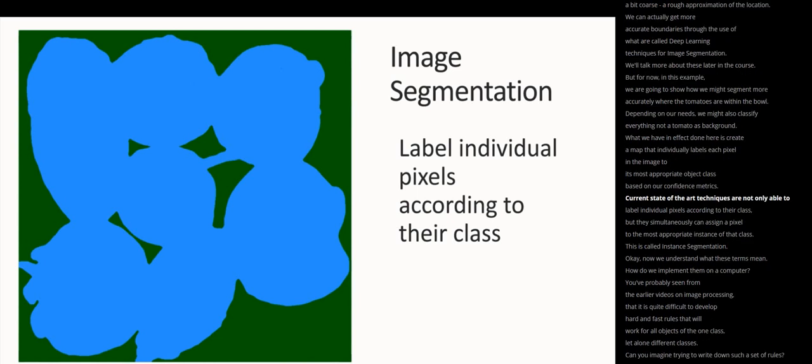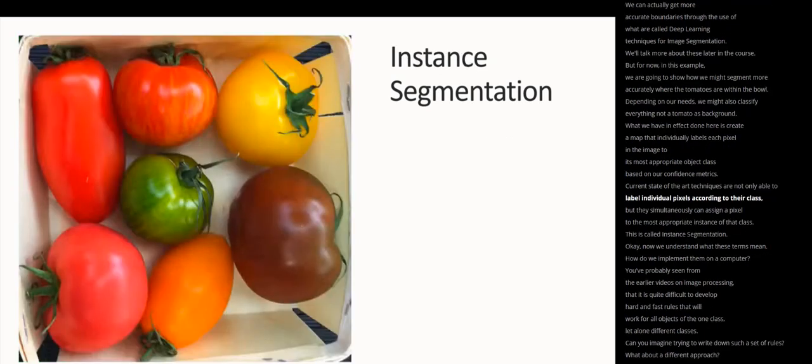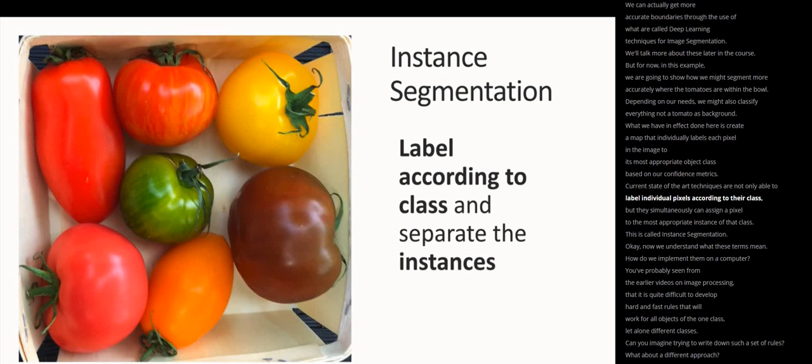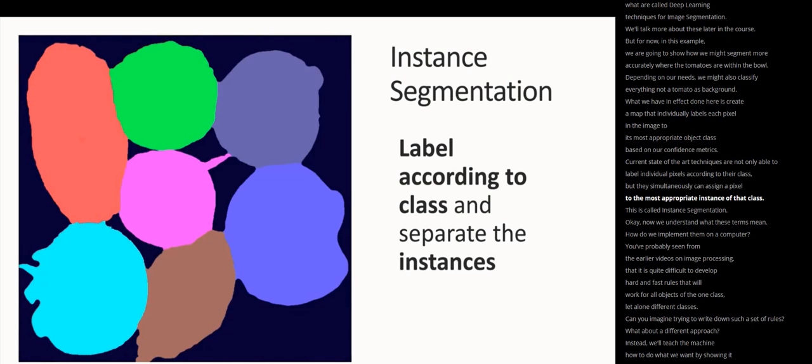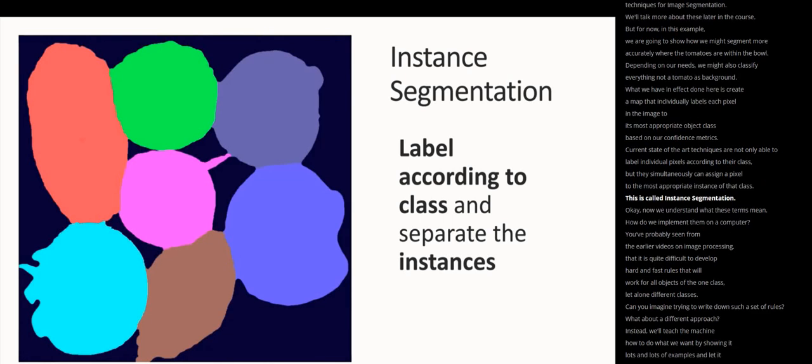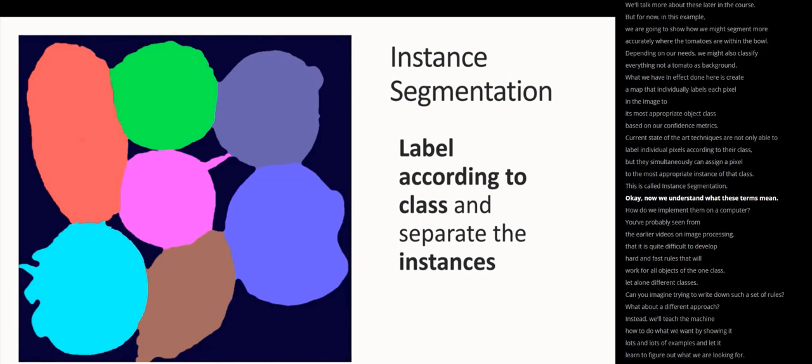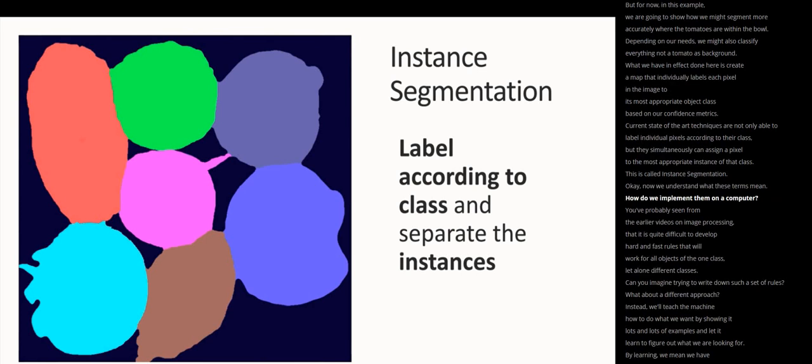Current state-of-the-art techniques are not only able to label individual pixels according to their class, but they simultaneously can assign a pixel to the most appropriate instance of that class. This is called instance segmentation. Okay, now we understand what these terms mean. How do we implement them on a computer?